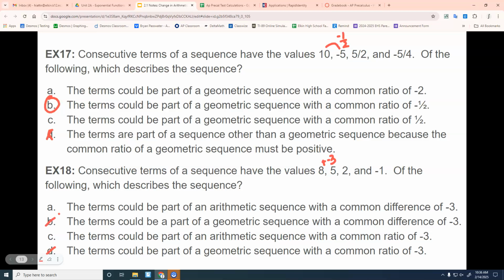So B and D are not correct. And then it says the terms could be part of an arithmetic sequence with a common difference of negative 3. And the terms could be part of an arithmetic sequence with a common ratio of negative 3. Which one of those is correct? It's the difference. It's A. That's almost like a vocabulary question that they've worked in there, because the number itself, there's no differences there. All right, let's keep going.